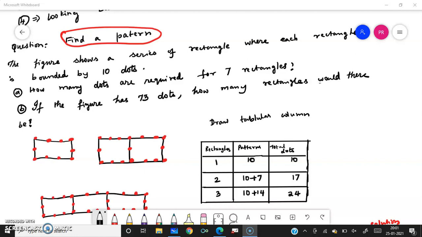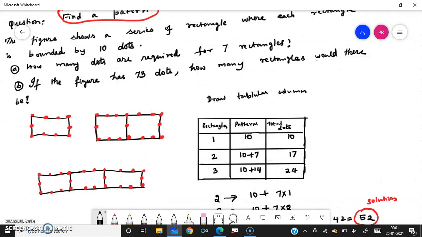See the first figure, how many dots are there? 10 dots. Now you see the second figure, how many dots are there? 17 dots. In the third figure, how many dots are there? It is 24 dots. So you make it as a pattern. Draw the tabular column and write rectangles, pattern, total dots.